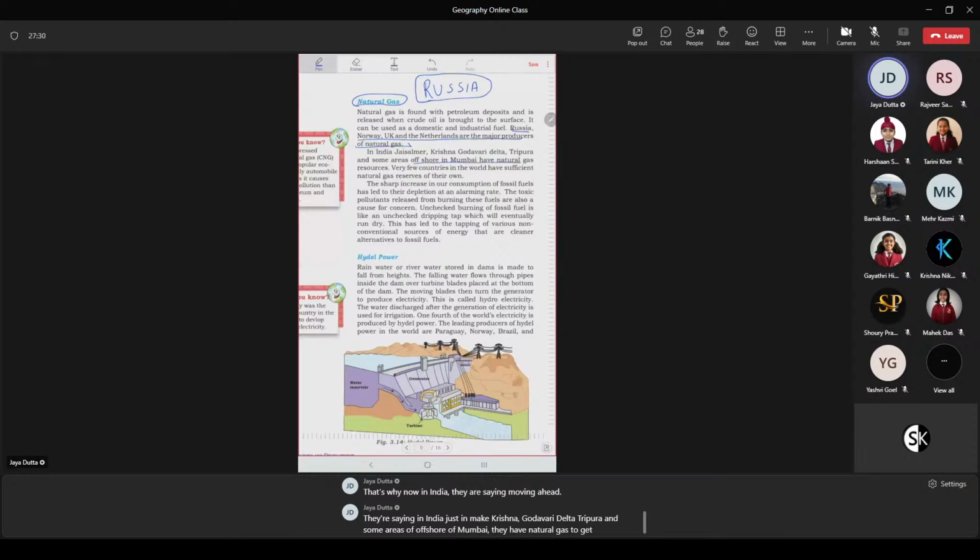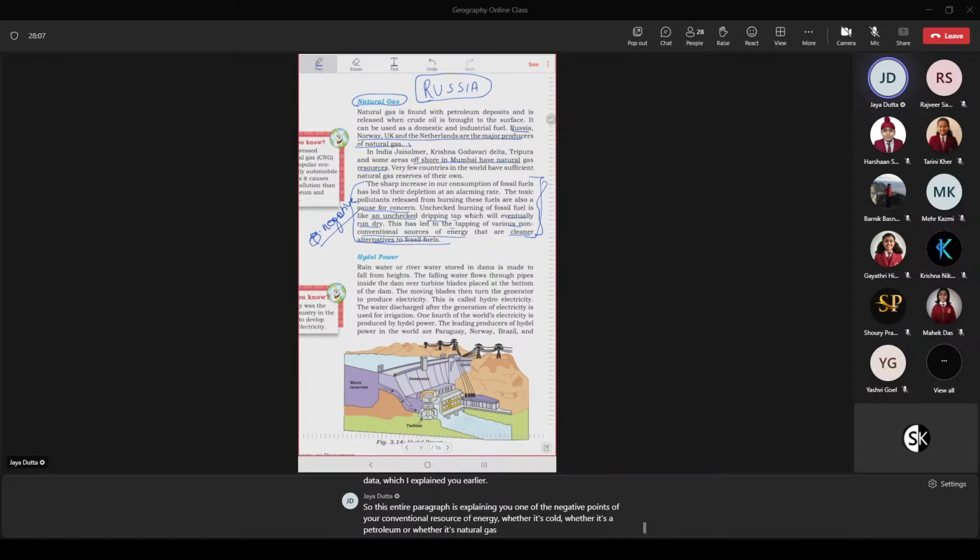Now they are saying there has been a sharp increase in the use of fossil fuels, which has led to depletion at an alarming rate. The toxic pollutants released from burning these fuels are a concern. Unchecked burning of fossil fuels is like an unchecked dripping tap, which will eventually run dry. This has led to tapping of non-conventional sources of energy, which I explained earlier. So this entire paragraph explains one of the negative points of conventional resources of energy, whether it's coal, petroleum, or natural gas.